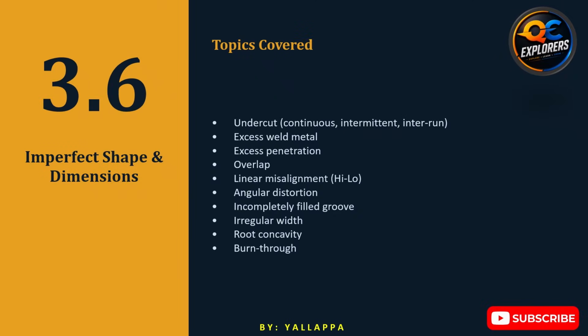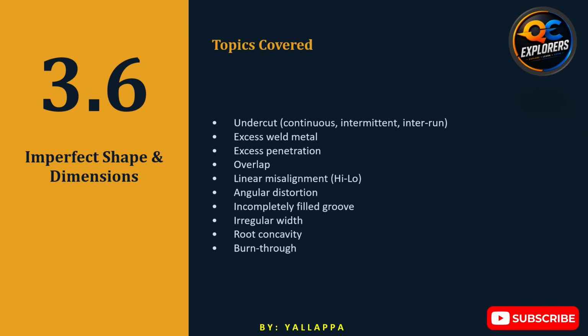We now move to Group 5, Imperfect Shape and Dimensions. This group covers imperfections associated with the geometry, profile or dimensional condition of the weld and joint. The presentation includes undercut, excess weld metal, excess penetration, overlap, linear misalignment, angular distortion, incompletely filled groove, irregular width, root concavity and burn-through. Many of these imperfections can be identified through visual inspection.